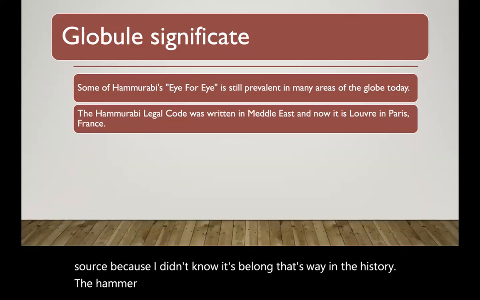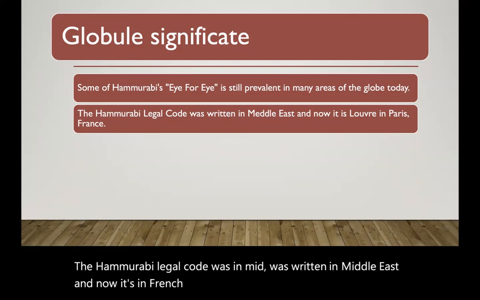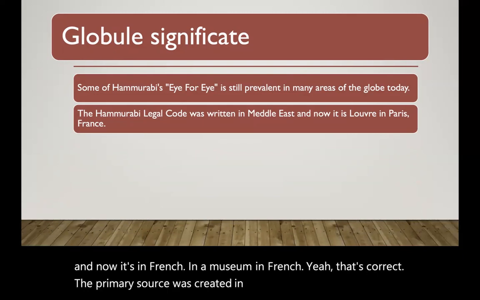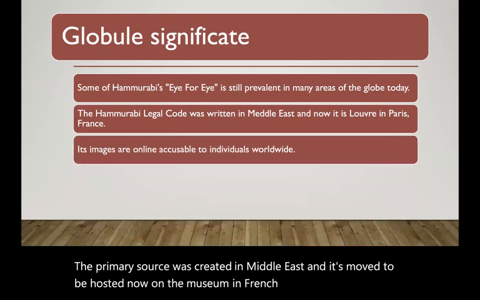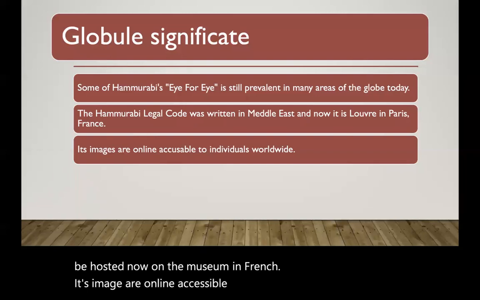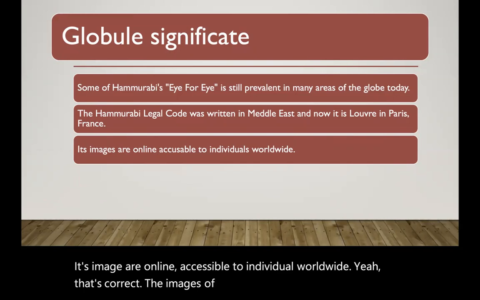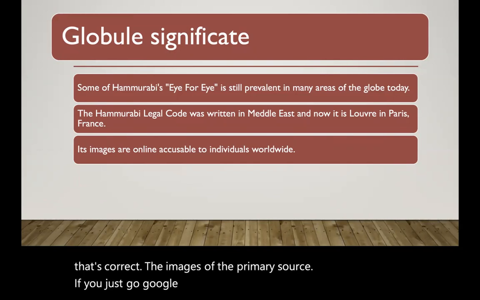The Hammurabi legal code was written in the Middle East, and now it's in France, in a museum. Yeah, that's correct. The primary source was created in the Middle East, and it is now hosted in a museum in France. Its images are accessible online to individuals worldwide. If you just Google Hammurabi legal code, you can find many of them online.